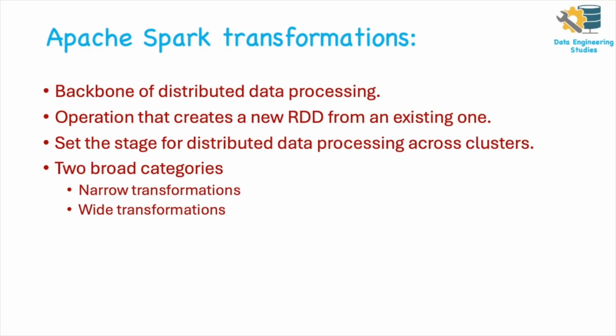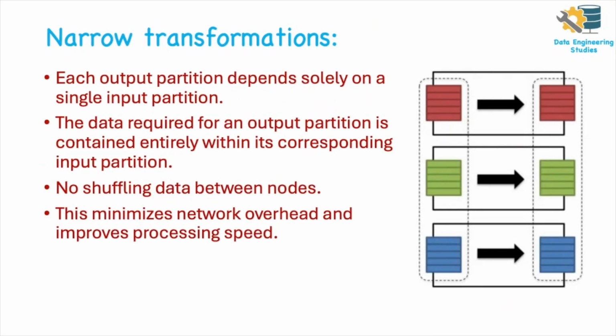Now let's see what is a narrow transformation in Apache Spark. A narrow transformation is one where each output partition depends only on a single input partition. All data needed to compute the output stays within the same partition, so there is no data movement across the cluster. Because of this, there is no shuffling between the nodes. Narrow transformations are faster and more efficient, reducing network overheads.